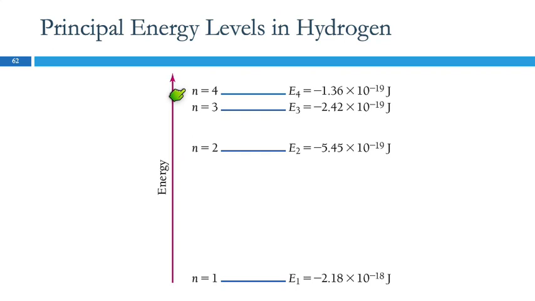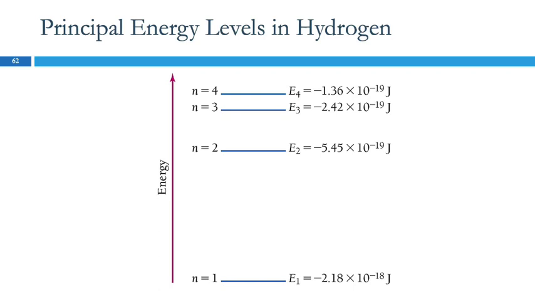So these are the principal energy levels in hydrogen. When the principal quantum number is equal to 1, the electron has this energy. When it's 2, it has this energy, 3, and 4. And so we see that as we're going up, this is negative 18, and these are negative 19, these numbers are getting larger, they're getting closer to 0. Okay? So this is higher in energy than this one down here.